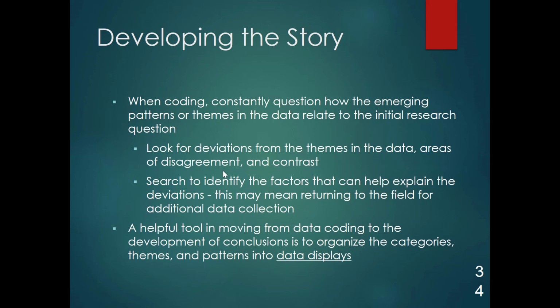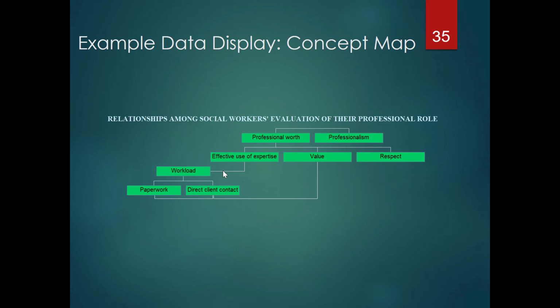A helpful tool in moving from data coding to the development of conclusions is to organize the categories, themes, and patterns into data displays. The data displays can take many different forms, but their basic purpose is to help the researcher describe and explain visually how the concepts in the data are linked. So here's an example of a data display. It's called a concept map.